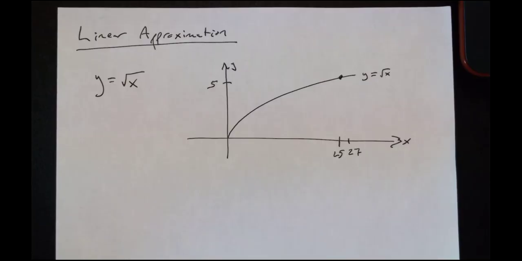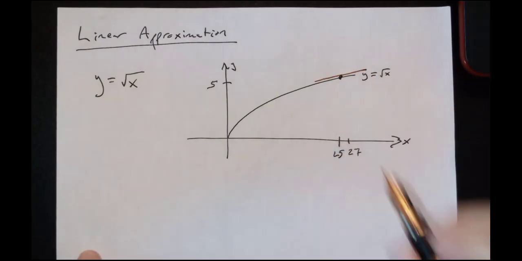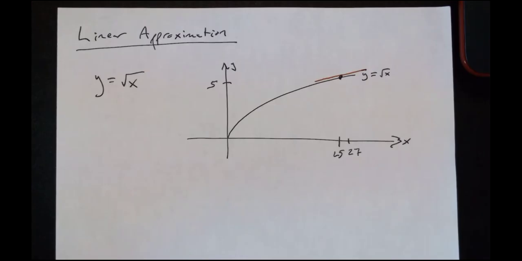But I don't know exactly how to move that dot. But if I were to take a real close-up and zoom in around that point we've just labeled, the graph of the square root of x would be very similar to a line. And not just any line. What line? The tangent line.